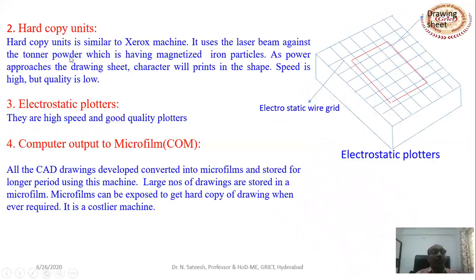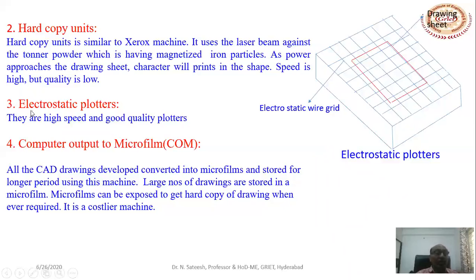Now, the second one is the hard copy unit. A hard copy unit is similar to a Xerox machine, a big Xerox machine where we can take A0 prints. It is connected to the computer. It uses the same laser beam technique as the laser printer. The toner powder, which has magnetized iron particles, approaches the sheet and the characters are printed in shape. Speed is high and quality is low, so it is generally used for intermediate purposes, not for final production. Generally we use the hard copy unit to cross-check the drawing. These are also costly.